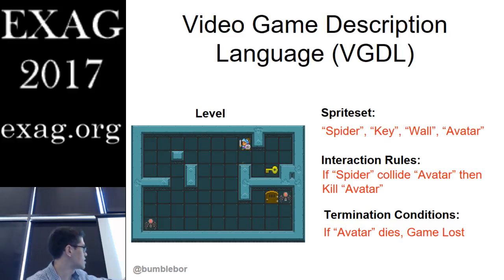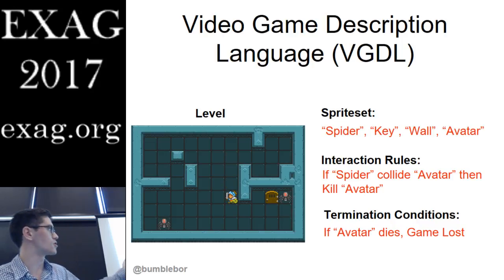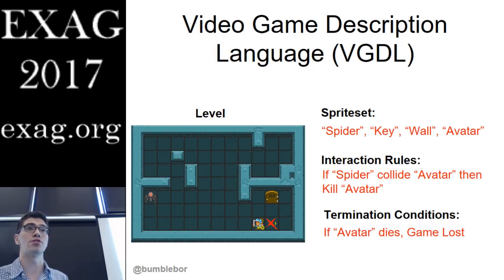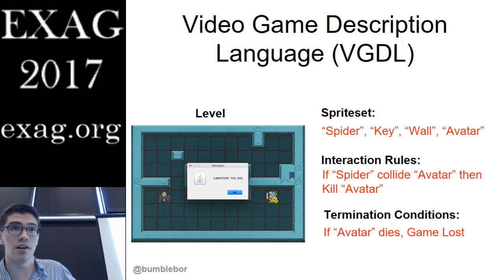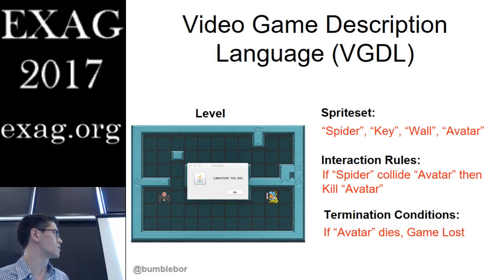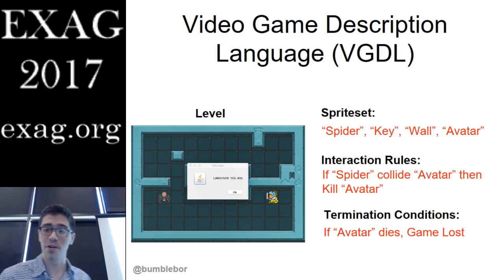There's a level, which actually contains all the information about where sprites are contained on the level. There's a sprite set, which contains all the information about sprites. This is Zelda, which is contained in the framework. So you have things like spiders, you have keys, you have walls, you have an avatar. You have these interaction rules, so things like if the spider collides with the hero, then you die. And then a termination condition, like if the avatar dies, then the game is lost. And from these 4 parts of VGDL, we can actually use this to construct a tutorial.